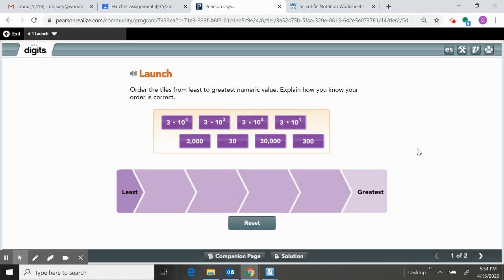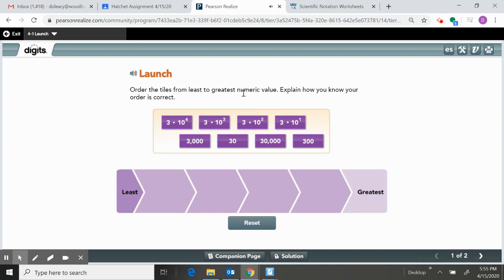Hey, eighth graders, this is Digits Lesson 4-1 about scientific notation. And this is the launch. Now, the launch we usually do together in class, but I'm going to show you part of this launch and ask you to complete the rest of it today as part of your lesson. Here are the directions. Order the tiles from least to greatest numeric value. Explain how you know your order is correct.